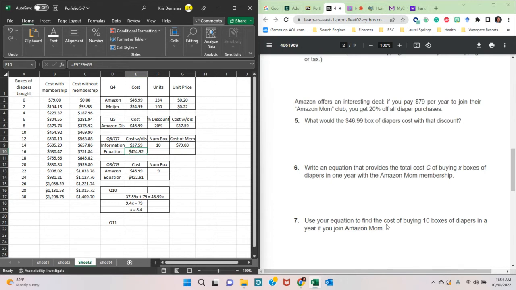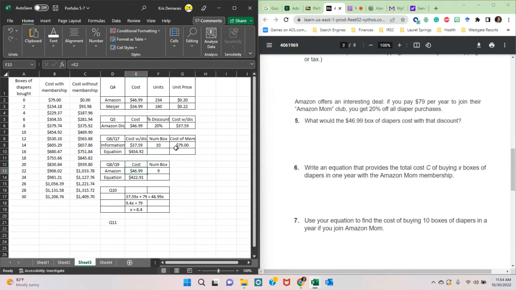It says, use your equation to find the cost of buying 10 boxes of diapers in a year if you join Amazon Mom. So that's the 10 boxes, and that's the answer we're looking for. But I could put any number in there if I so desire. All right, 5, that would be 266.96, but they asked for 10. So that answers that question.